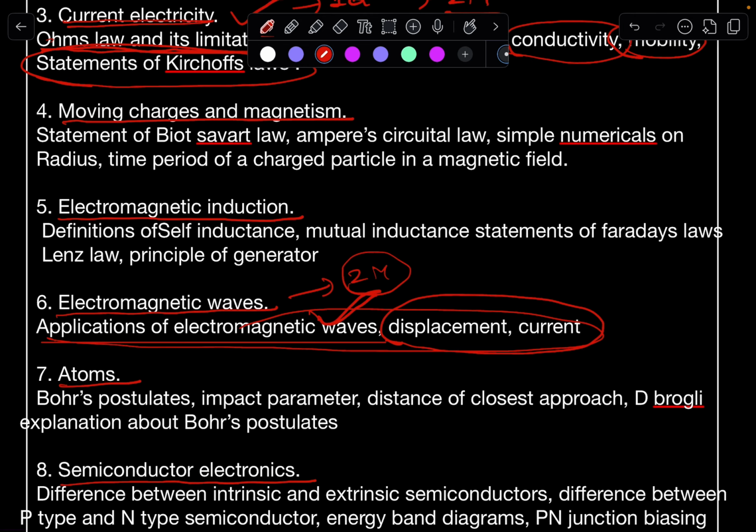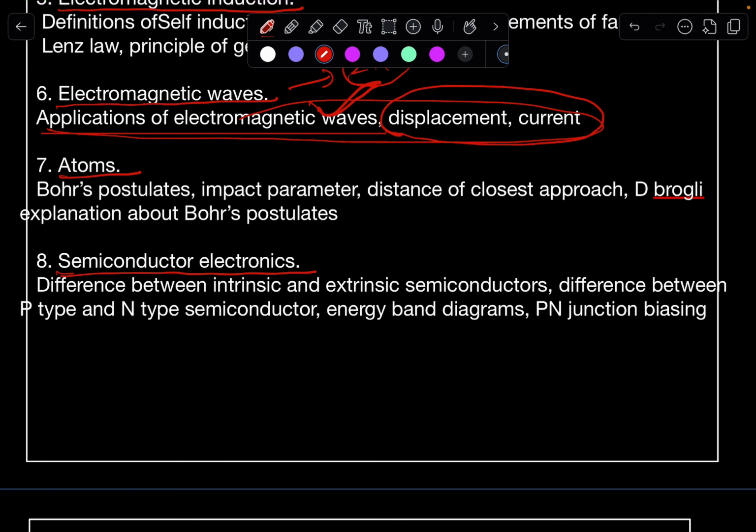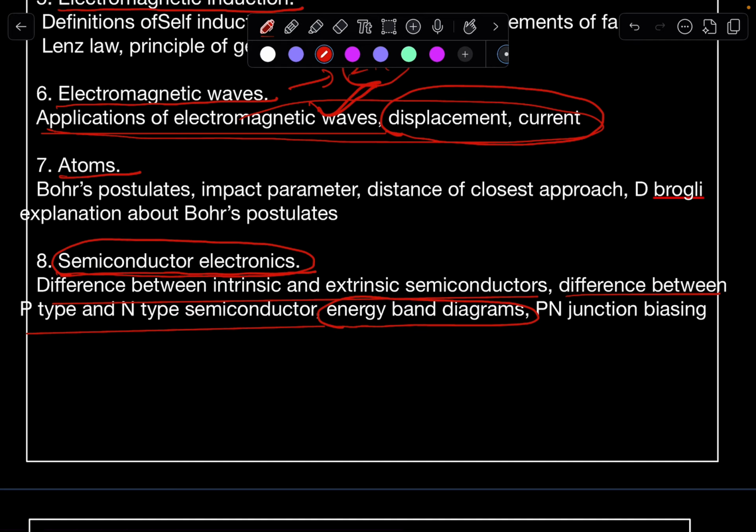And the last thing is semiconductor devices. What are the simple topics in semiconductor devices? Let's see. Difference between intrinsic and extrinsic semiconductors. Next, difference between p-type and n-type semiconductor. And the last one is energy band diagrams. And one more topic, you can also practice once, PN junction biasing. If you practice these theoretical concepts, easily you can get 2 more marks. So if you practice only 5 chapters, you will get 10 out of 10.